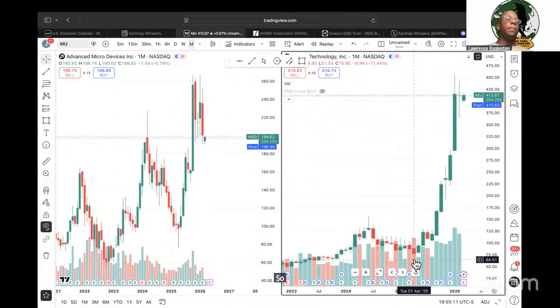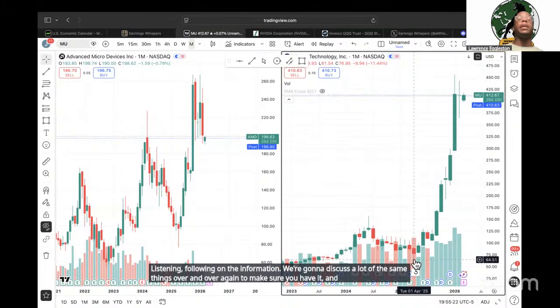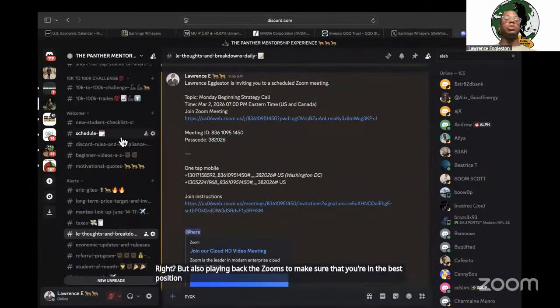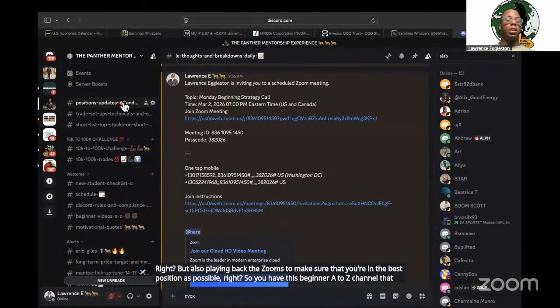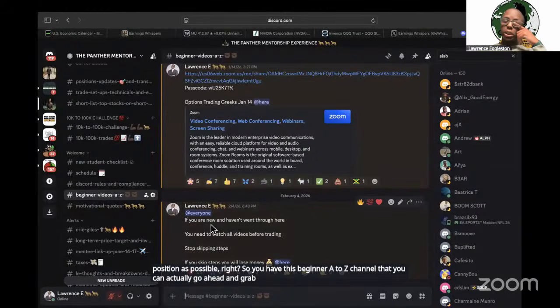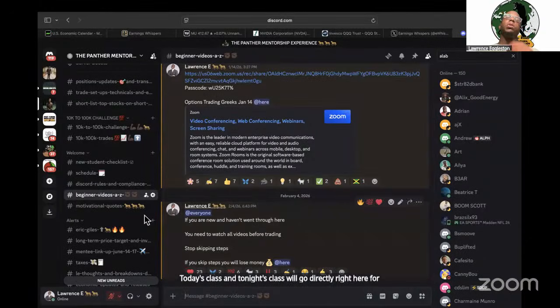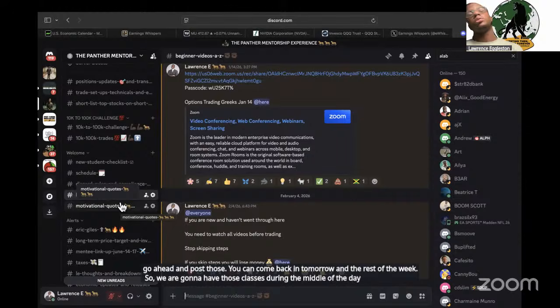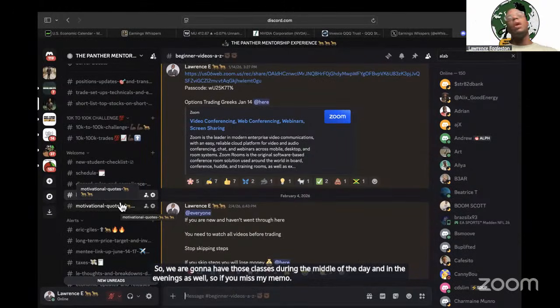So taking all this information in, if you're coming in consistently to class every week, listening, following the information, we're going to discuss a lot of the same things over and over again to make sure you have it and it clicks in your head, right? But also play back the Zooms to make sure that you're in the best position possible. So you have this beginner A to Z channel that you can go ahead and grab. Today's class and tonight's class will go directly right here for you. So we'll go ahead and post those. You can come back in tomorrow and the rest of the week. We are going to have those classes during the middle of the day and in the evenings as well. So if you miss my memo, I'll keep you guys updated on these classes.